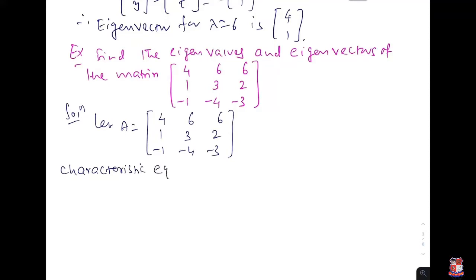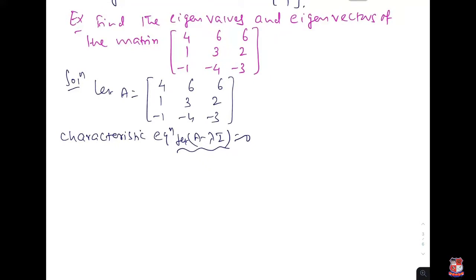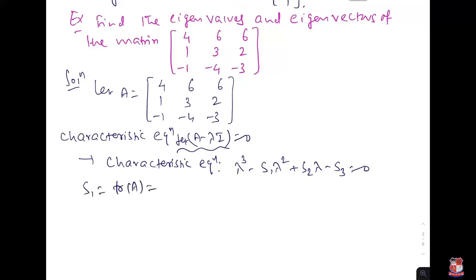So characteristic equation, we know this is A minus lambda I, and its determinant is equal to 0. Okay, and we also have the characteristic equation as lambda cube minus s1 lambda square plus s2 lambda minus s3 equal to 0. Now s1 is nothing but the trace of A, that means the sum of the principal diagonal elements, and so that is 4 plus 3 plus minus 3, and that is 4.